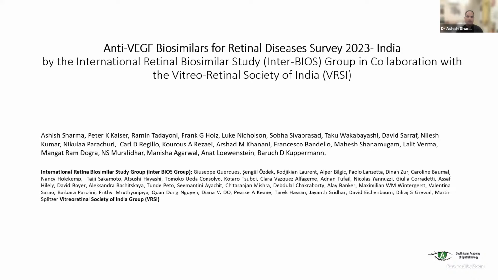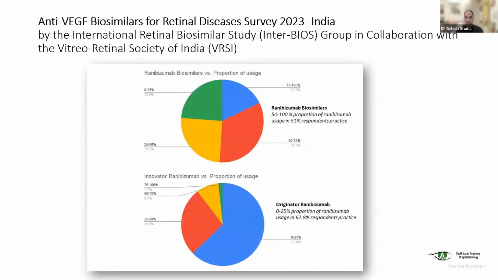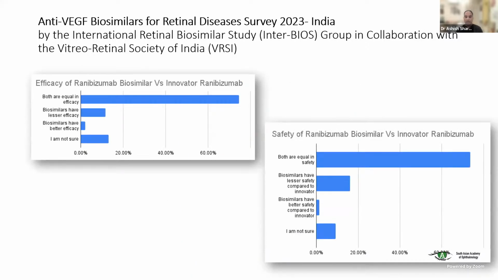In collaboration with the International Retina Biosimilar Study Group, what we found was that overall, if you look at the data from all the centers who participated, 50 to 100% of ranibizumab usage in those practices is biosimilar. The originator has shrunk to almost 0 to 25%. That is what pricing and costing has done over time.